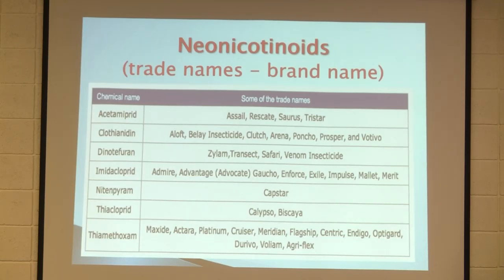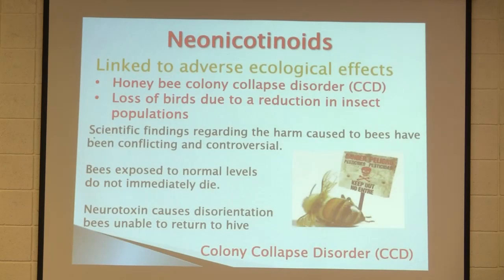They decimate honeybees and native bees. They're linked to adverse ecological effects. Not only do they kill honeybees, but they also decrease the bird population because of the insect population decreasing. It's also very controversial whether they cause harm to bees, because when the bee is exposed, it doesn't kill them right away. It's a neurotoxin. It disorients them so they can't get back to the hive.